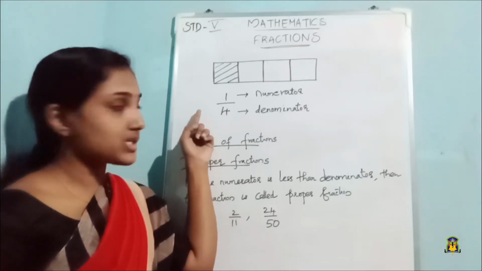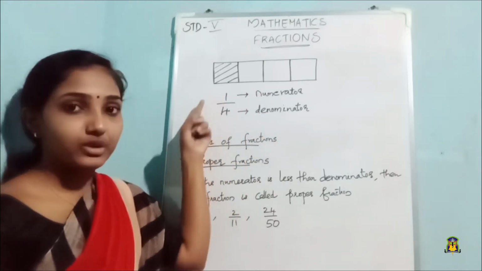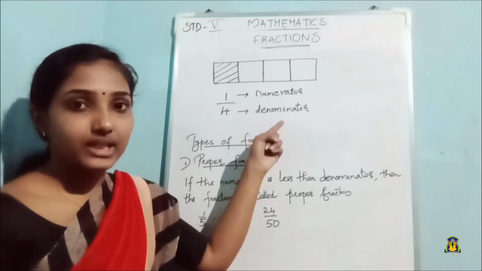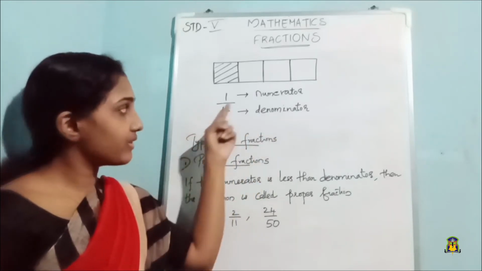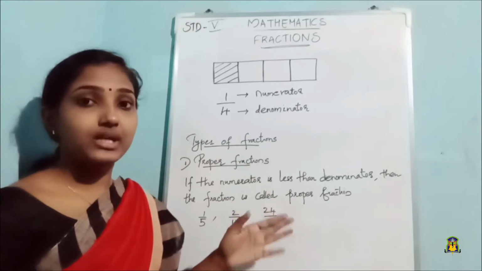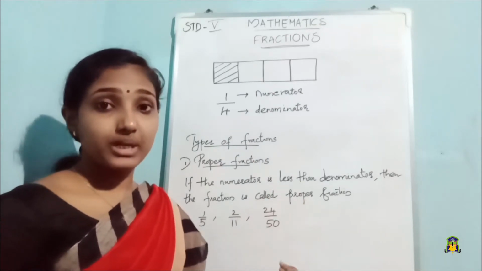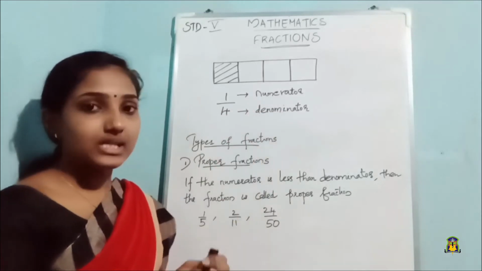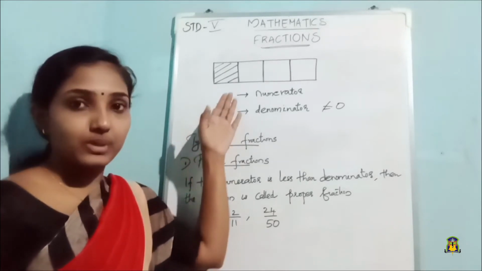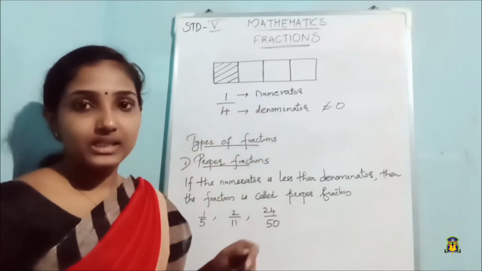A fraction has a numerator and a denominator. It has 2 portions, the top portion and the bottom portion. The top portion is called the numerator and the bottom portion is called the denominator. So a fraction is of the form numerator by denominator, and for every fraction the denominator is not equal to 0. The denominator cannot be 0 because we have studied that division by 0 is not possible. So a fraction has a numerator part and also a denominator part.